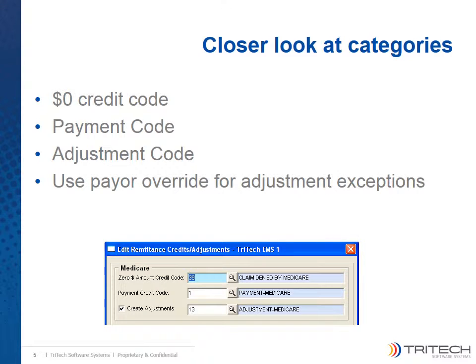The first credit code selected will be the credit used when posting a $0 credit code to a call. This code will typically be used when the claim has been denied. The payment credit code will be used to create a credit when the payer has paid an amount which is other than $0 for that claim. Before a credit code can be used for posting adjustments to the call, you must first select the Create Adjustments checkbox, and then select a credit code to use for the adjustments created from the remittance, which is shown here.